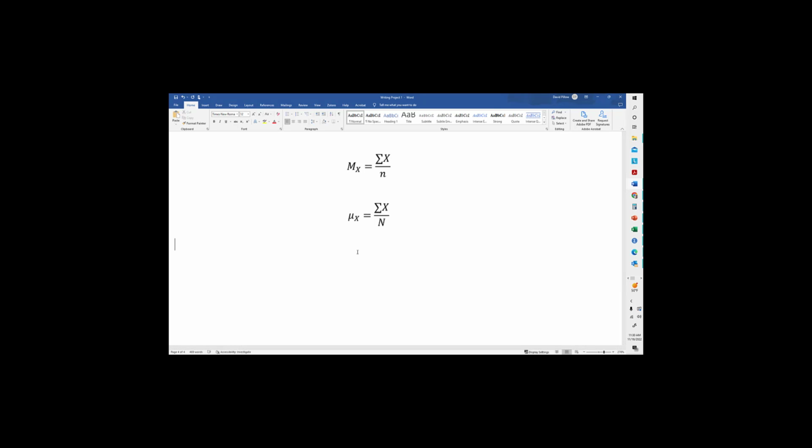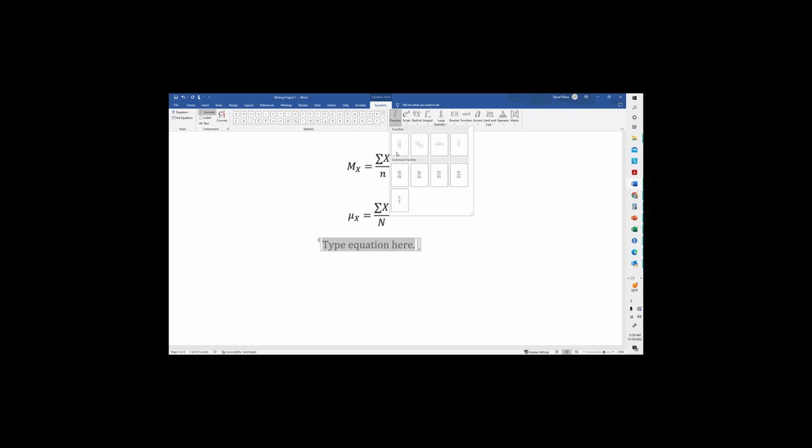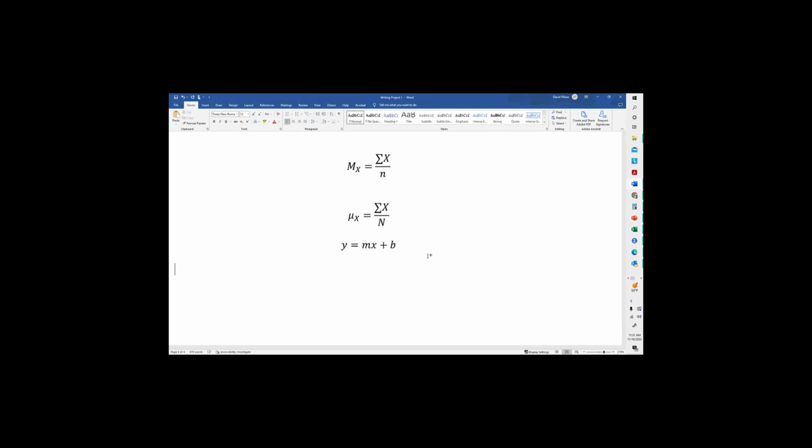Now you can do the insert. You can go Insert, Equation, and you can use these up over here to get various things, but I'm here to show you how to make things easier. So let's go y equals mx plus b. Easy enough, right? That's simple.